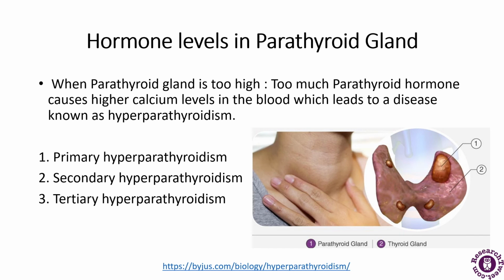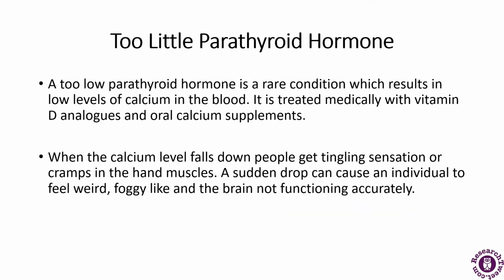Now, if the parathyroid gland is secreting too little of the parathyroid hormone. A too low parathyroid hormone is a rare condition. This is one of the rare conditions which occurs. It may result in low levels of calcium in the body, in the blood, and it is treated medically with vitamin D analogs and oral calcium supplements. So the treatment given to these patients is vitamin D analogs and oral calcium supplements.